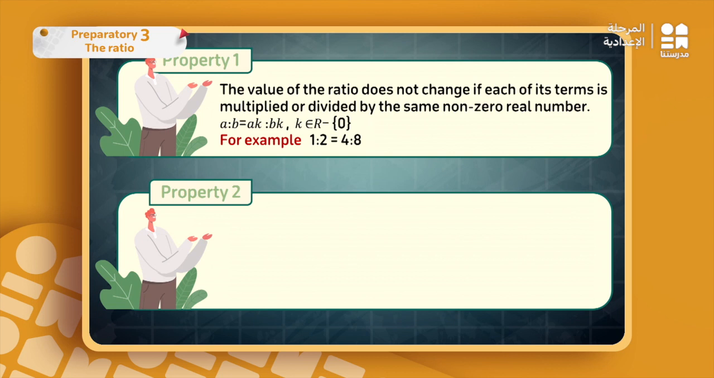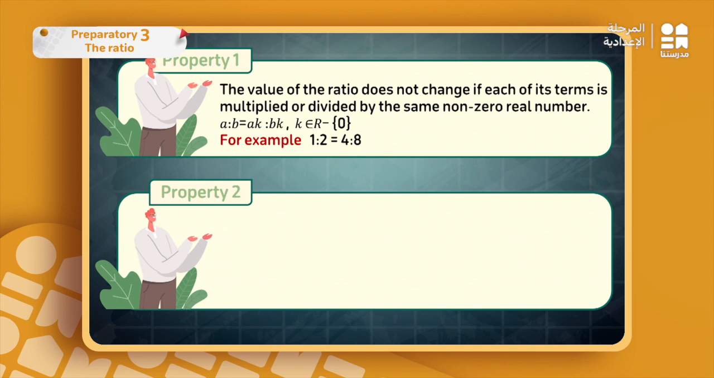طيب ناخد مثال صغير يفهمنا دي. لو عندي مثلا ratio 1 to 2 اللي هي half، لو عملتهم ال two terms multiplied by 4 هنلاقي ان ال first term بقى 4 وال second term بقى 8، و 4 to 8 is the same as 1 to 2.